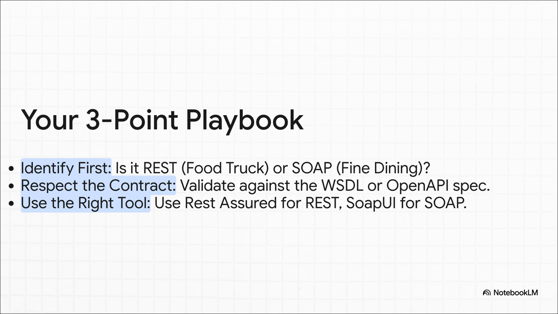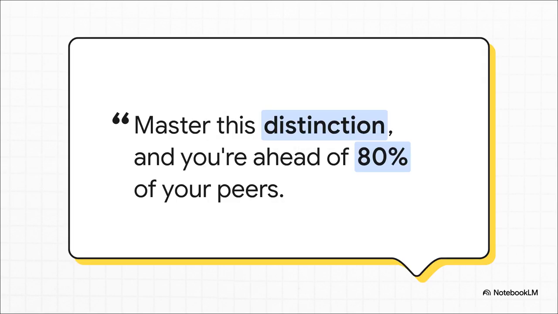Number 2, respect the contract. That WSDL or OpenAPI spec is your ultimate source of truth. Always validate against it. And number 3, use the right tool for the job. Pick flexible tools for the food truck and grab the specialized ones for that fine dining experience. Simple as that. And that's really what it all comes down to.